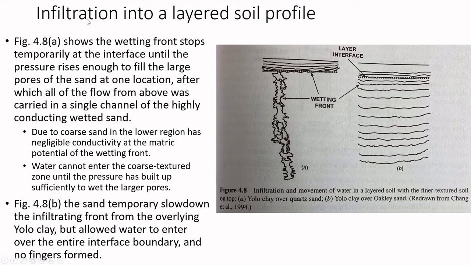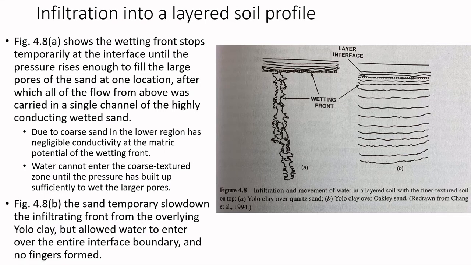Okay, so here we look at the infiltration into a layered soil profile. Alright, so here we have figure 4.8. We have infiltration and movement of water in a layered soil with the finer texture soil on top. So here we have a fine texture soil. A, which is the yellow clay over quartz sand. Alright, and B is a yellow clay over oakley sand. So yellow clay at the top, and then you have an oakley sand.